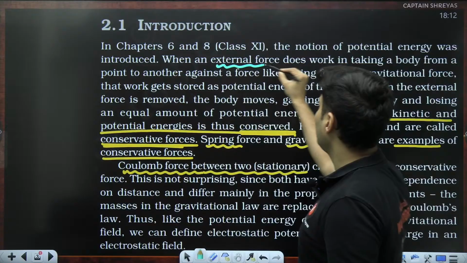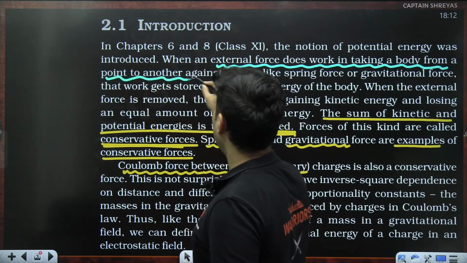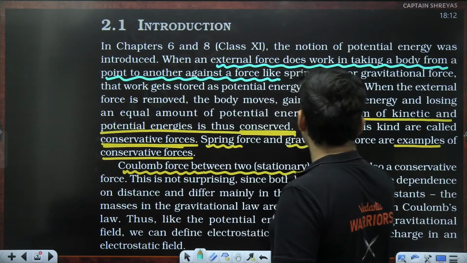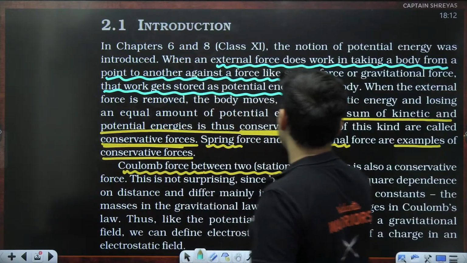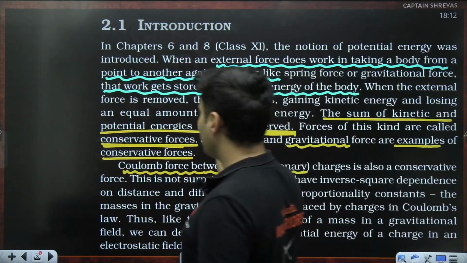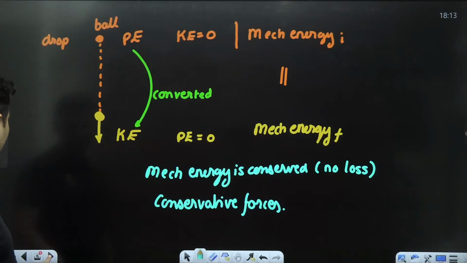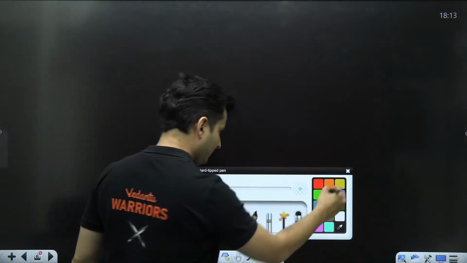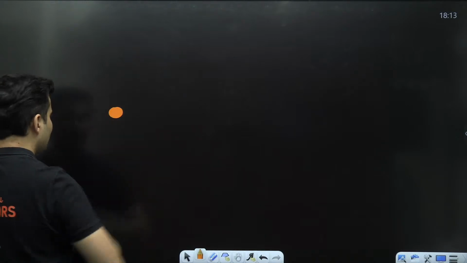When an external force does work in taking a body from a point to another point against a force like spring or gravitation, that work gets stored as potential energy of the body. This is where they basically talk about how we define the potential energy. In fact, let me put it right over here. Say for example, there is a ball over here.